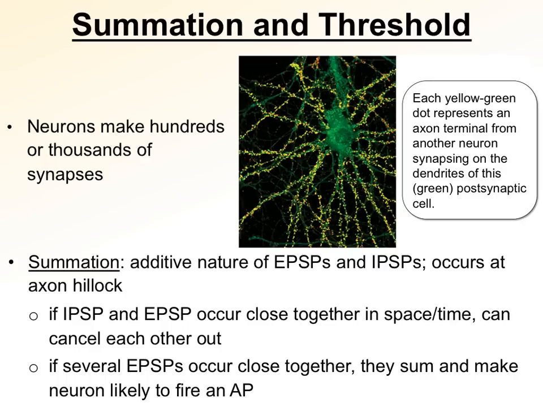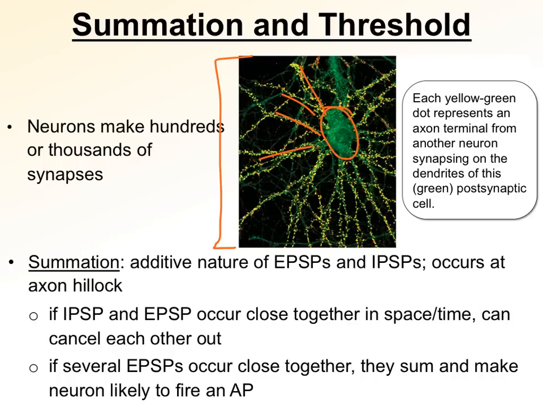So again, neurons receive a lot of information. They make hundreds and thousands of synapses. In fact, if you look at this neuron here, you can see the cell body and all of these extensions. These are your dendrites that are receiving information, and every single yellow-green dot along the length of these dendrites is a synapse. That's crazy, right? Hundreds of thousands of synapses, and all of this information has to be summed up.